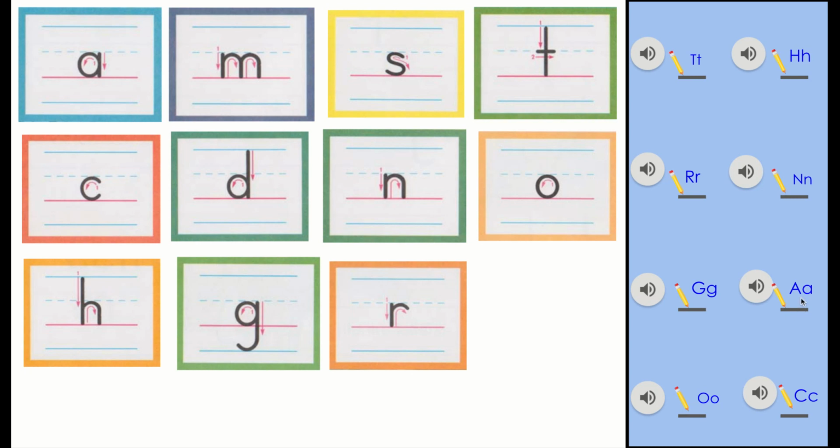The sixth sound we heard was A, made by the letter A, like apple. The seventh sound, ah, made by the letter O, like octopus. And the last sound we heard was K, like cat, made by the letter C.